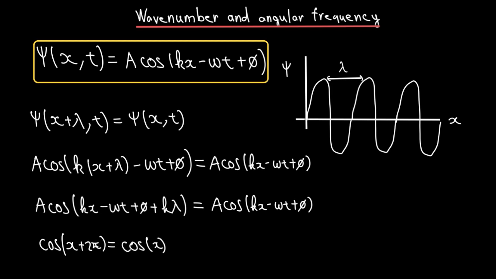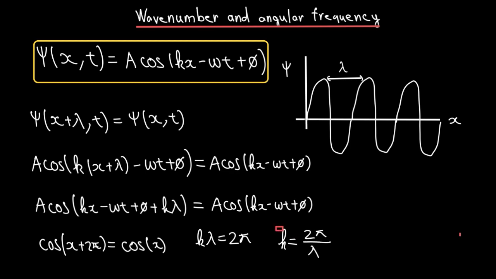And therefore, the only way for this equality to hold is if k lambda is equal to 2 pi, or more generally, a multiple of 2 pi. But from a physical standpoint, we're only considering the case of 2 pi. And this means that k is equal to 2 pi over lambda.